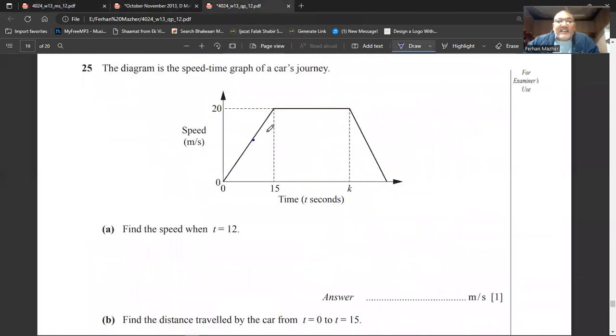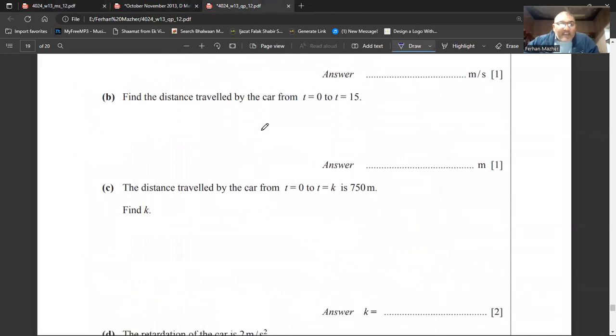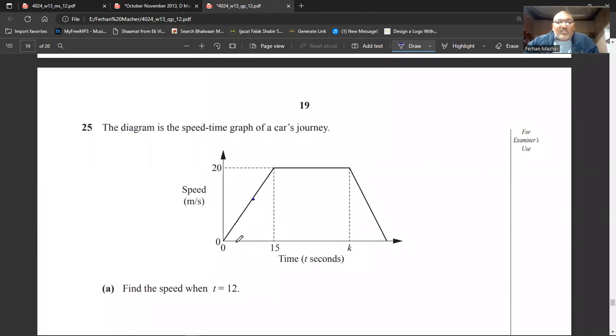Hopefully you understand the technique, the method, the procedure. He says find the distance traveled by the car when t is 0 and t is 15. So they are talking about this distance. It's a speed time graph. In the 15 seconds, how much is the distance? In the speed time graph, the distance is equal to the area under the graph. So I will find this area.